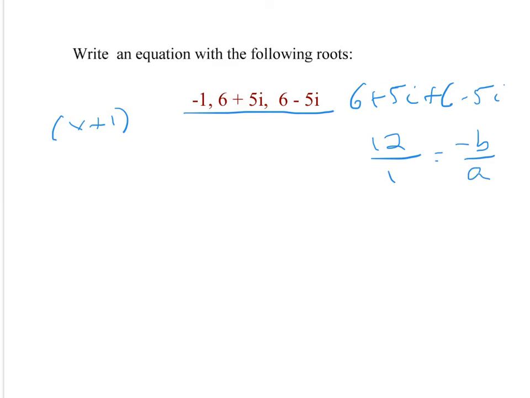I'm going to multiply them. 6 plus 5i times 6 minus 5i. Well, when we multiply, those are conjugates, so we're going to get 6 squared, which is 36, minus 5i squared, which is 25i squared. That, of course, then becomes 36 plus 25, which is 61.